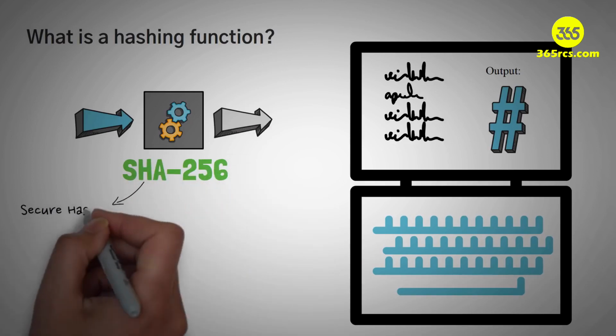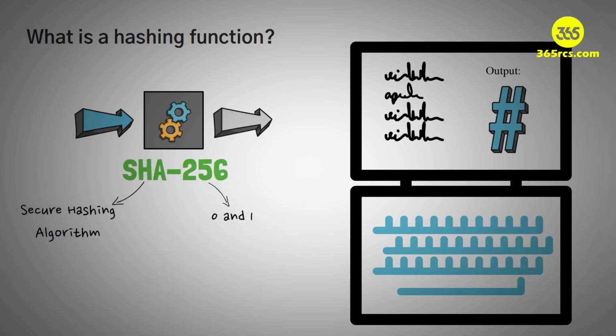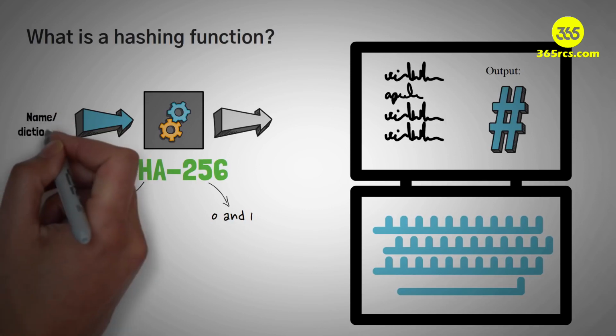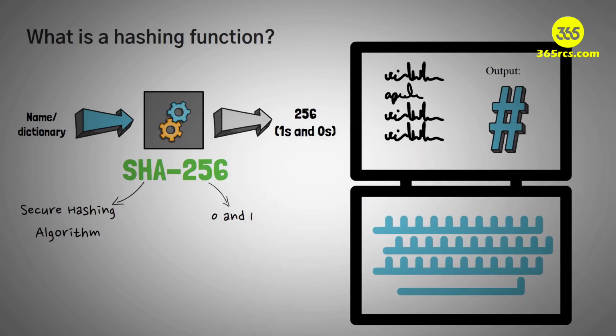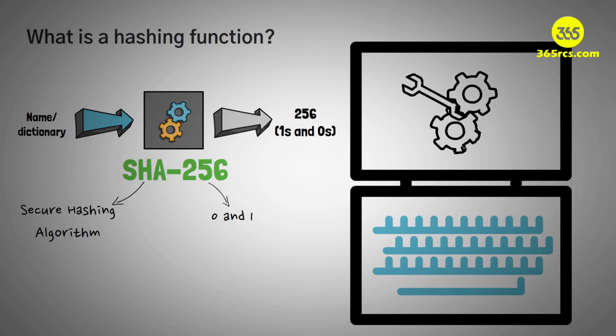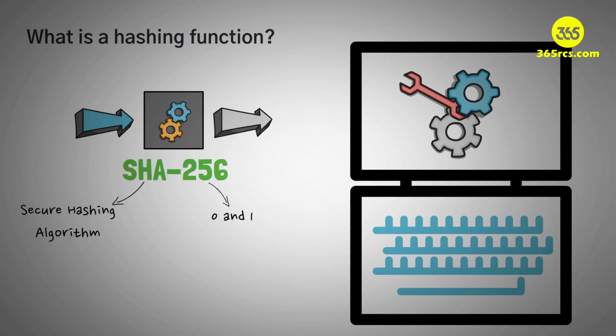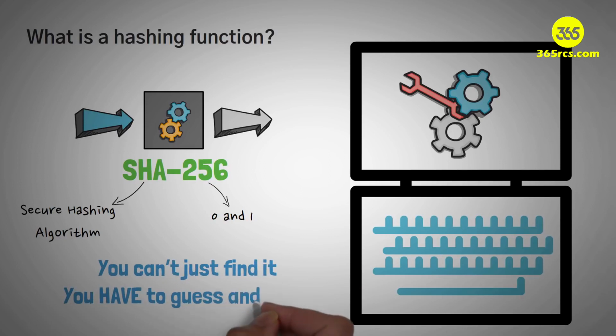SHA stands for Secure Hashing Algorithm, and 256 refers to the amount of zeros and ones that it has in whatever it puts out. So whether you put in your name or the entire dictionary, it'll always output 256 zeros and ones. Now, our computers are smart, so they convert these 0s and 1s to letters and numbers, and it is a complicated process and could be a video on its own, but essentially, with hashing functions, you need to know three main things. Number one, you can't find the input of a hash, you have to guess and check.